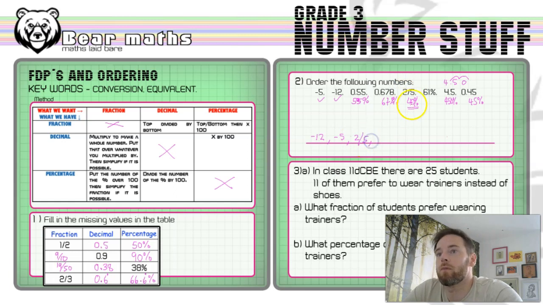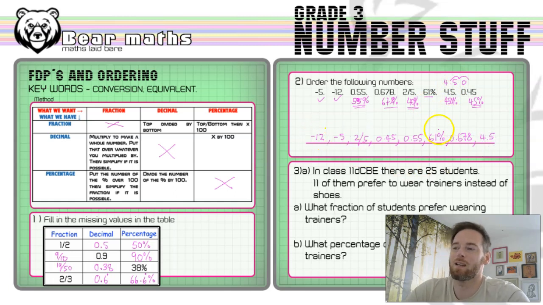So write down 2/5. Then we've got 45%, so 0.45. Then we've got 55%, so 0.55. Then we've got 61%, which we write as that. Then we've got 0.678. And then we've got the 450%, which is 4.5. Alright, we've ordered those numbers in ascending order, which means going up. That's what we generally tend to do. Alright, hopefully that makes a bit of sense. Like I said, it could just all be one thing, but this one was a mixture.